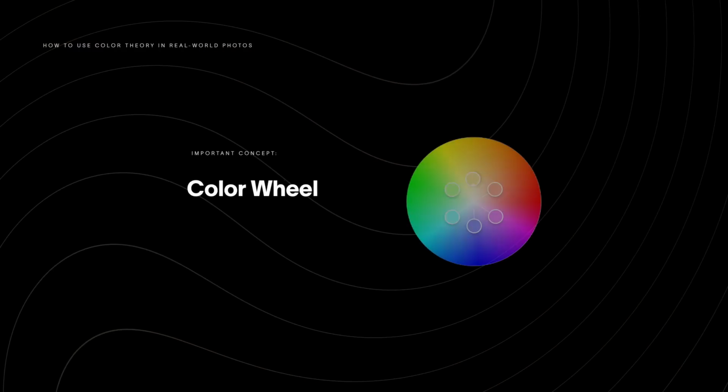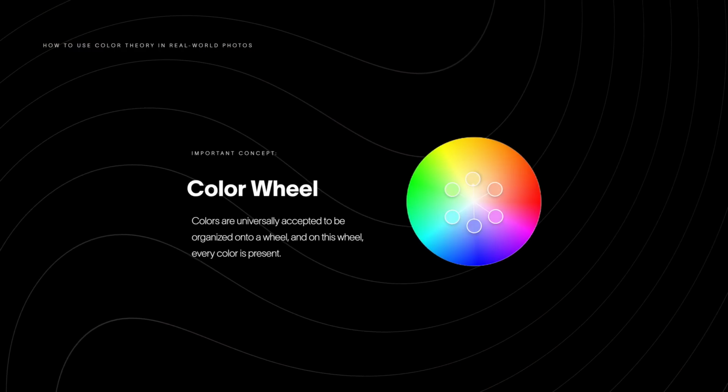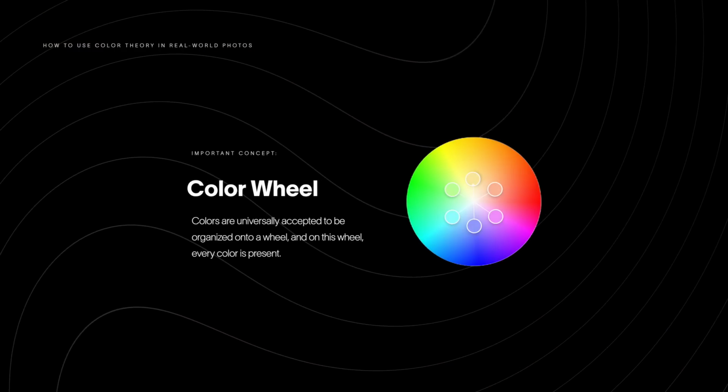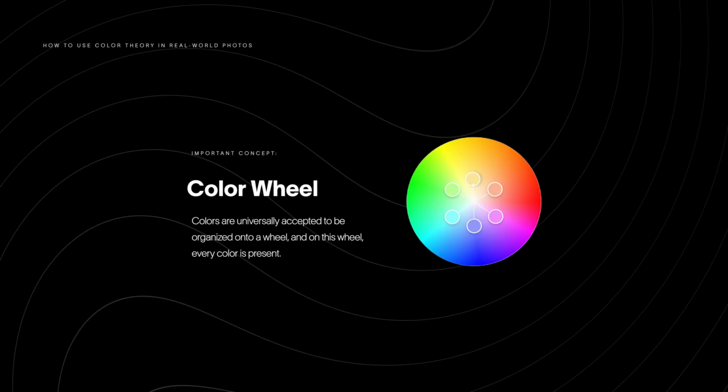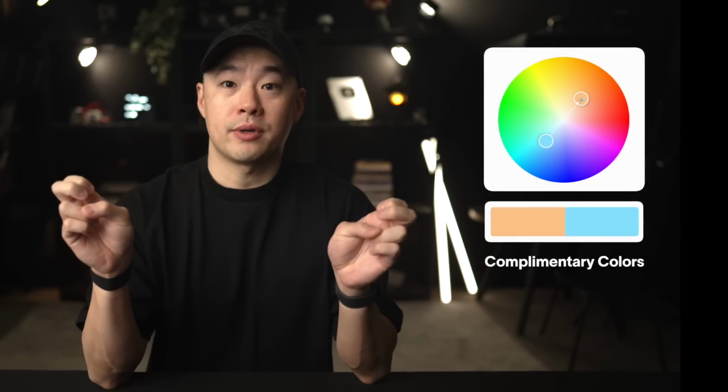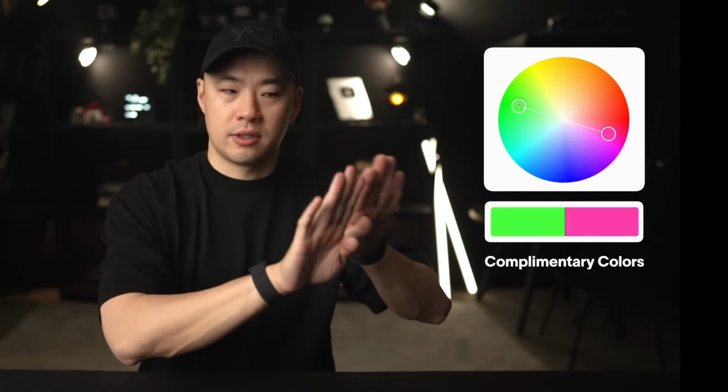So first, we need to look at what is called a color wheel. Colors are universally accepted to be organized on a wheel, and on this wheel, every single color is present. Now, the arrangement of where each color sits is really important. Colors that oppose one another are called complementary colors. Even though they are opposite one another, they are complementary because when they're sat next to each other in an image, they provide the highest amount of visual contrast or difference in the image.